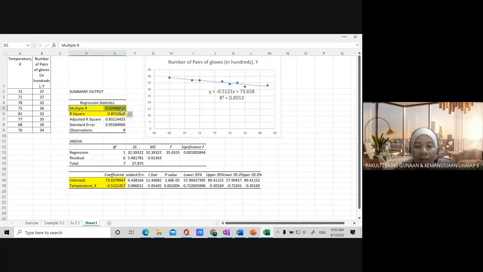Is it clear, class? Okay, so you have to make sure you are referring to the correct value. So what is R square?